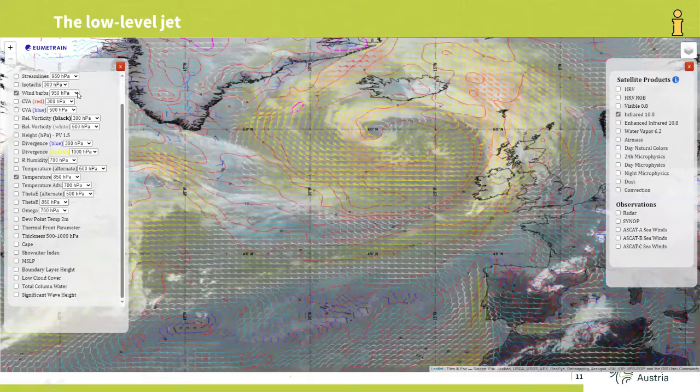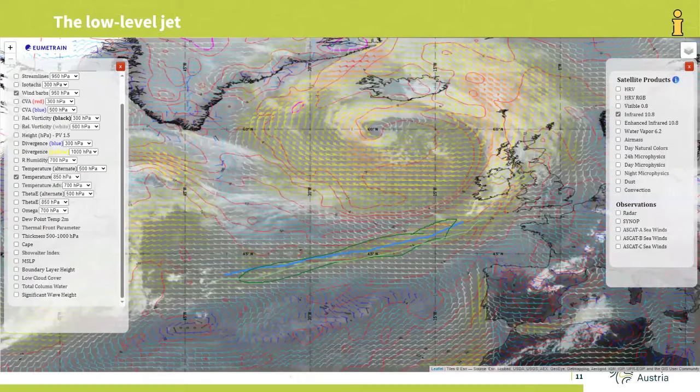And I told you that there is a low-level jet associated to this atmospheric river. Do you see it? Please take again your pencil and indicate the low-level jet, the wind. Exactly, here it is. Yes, that's it. You see higher wind speeds along this ribbon of moist air. This is very characteristic for a moisture band, for an atmospheric river.